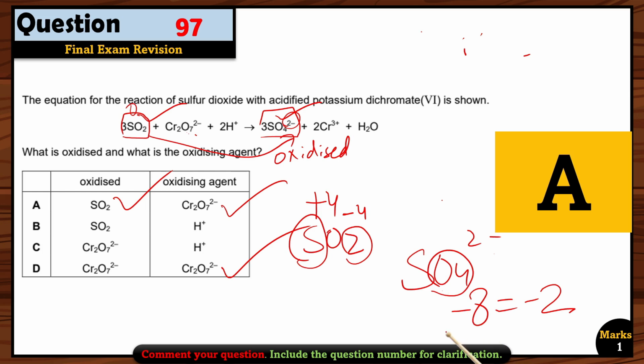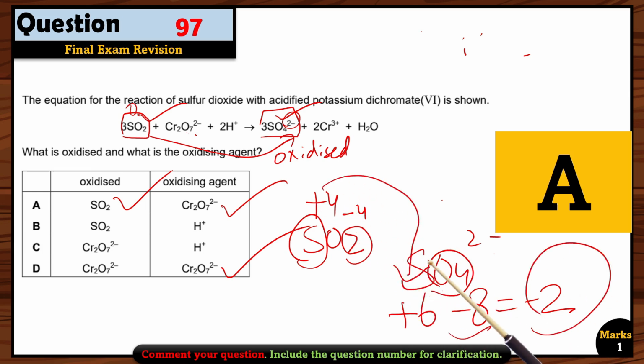Minus 2. So this is minus 8. So this one plus 6. So you can get minus, right? So can you see the oxidation state of sulfur has changed from plus 4 to plus 6? It has increased. So increase in oxidation state means it is oxidized. So what is oxidized? It is SO2.